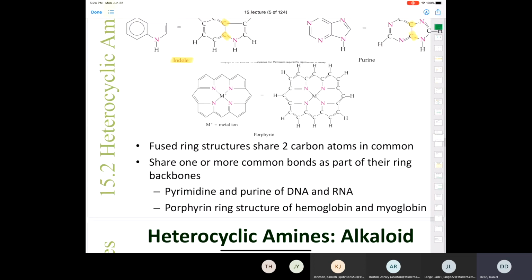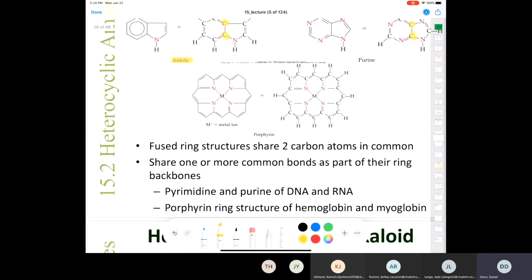And then this big ring down here, which looks kind of intimidating, is called a porphyrin ring, and this is found in hemoglobin and myoglobin. And if you've ever studied biology before, you might have seen this before, and you might know that in hemoglobin, the metal ion that's complexed or held inside that porphyrin ring is an iron cation, which hangs on to an oxygen. We'll talk about that more later on in the class.